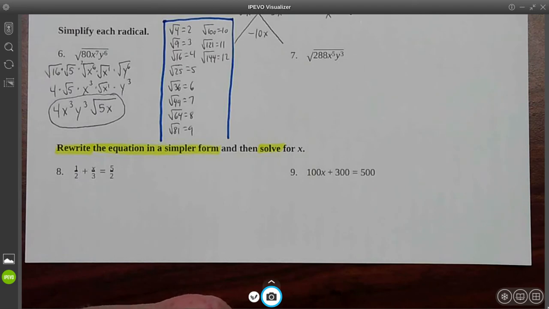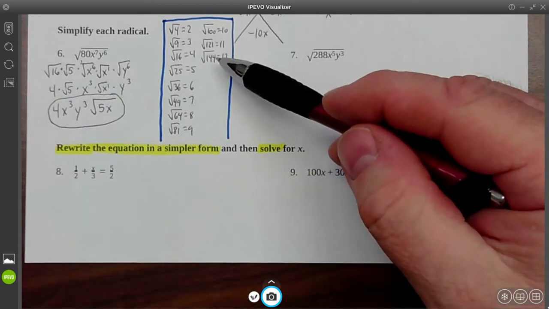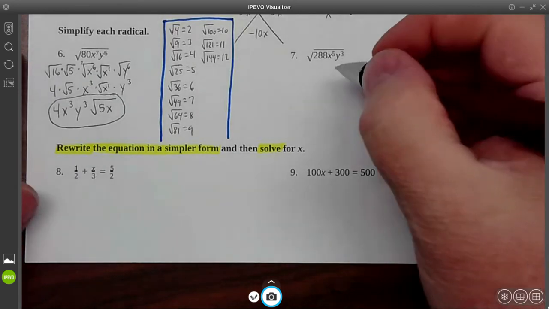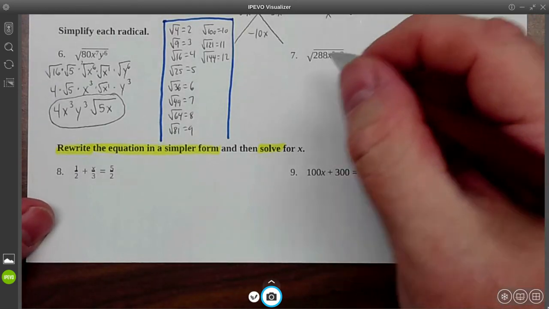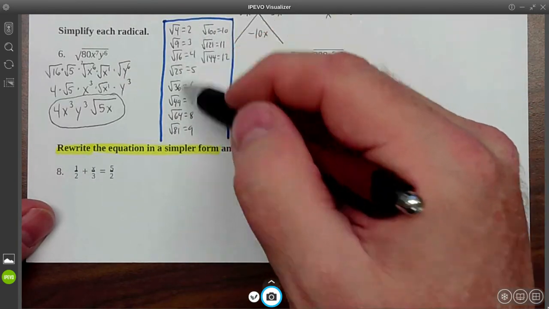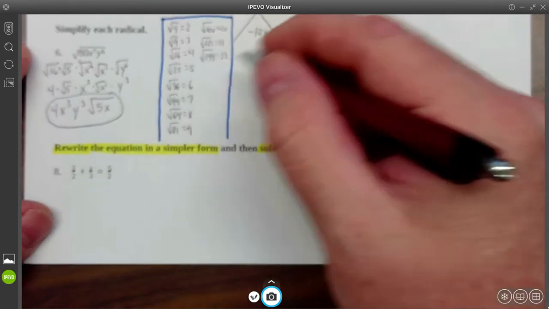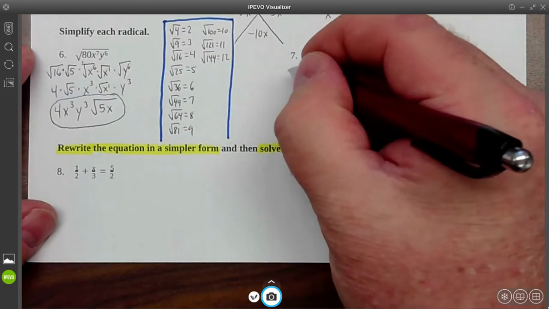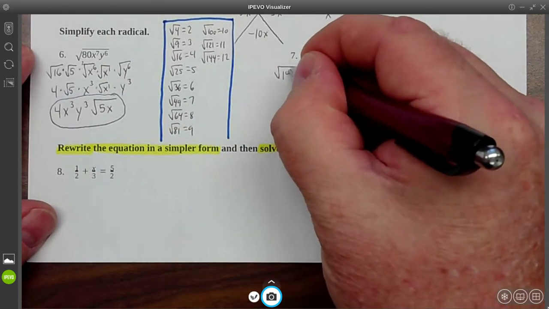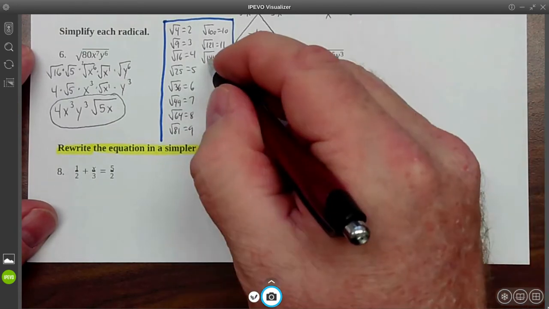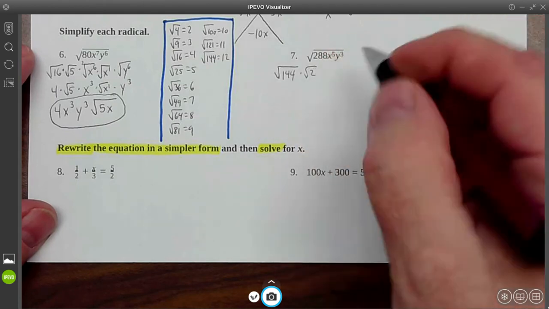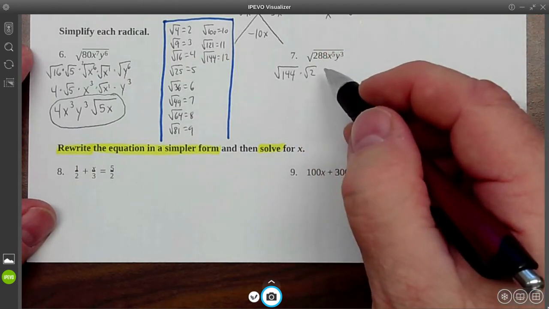All right, well, you're probably wondering why I went all the way up to 144 for this. Well, that's for the next one. This one with radical 288, you're going to find that there are some different numbers that work for this one, but you want the largest perfect square number, which is going to be 144. 144 is a perfect square, and 144 times 2 is 288. So that's how you separate that.